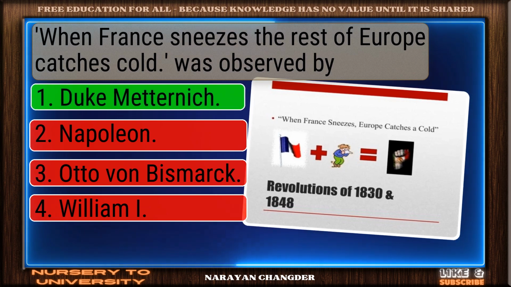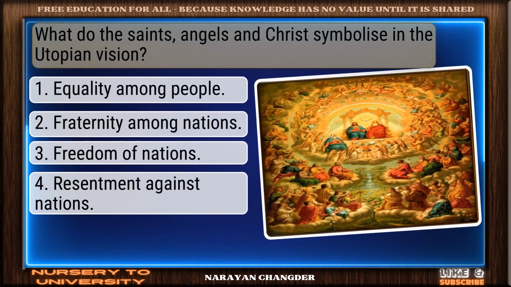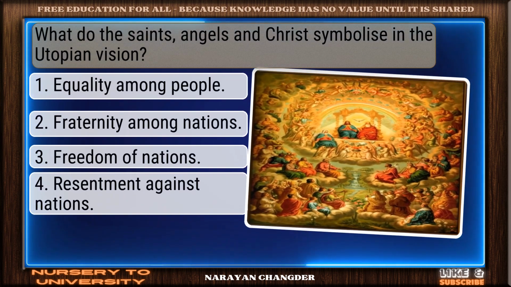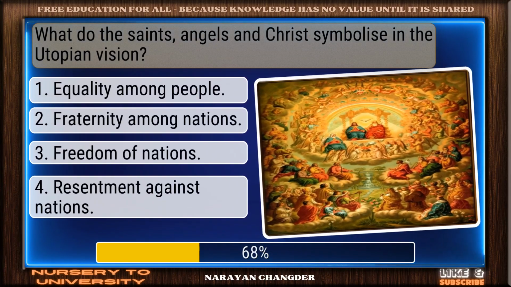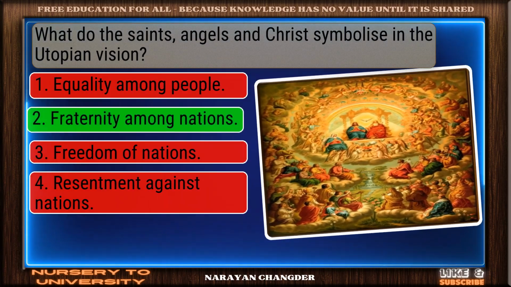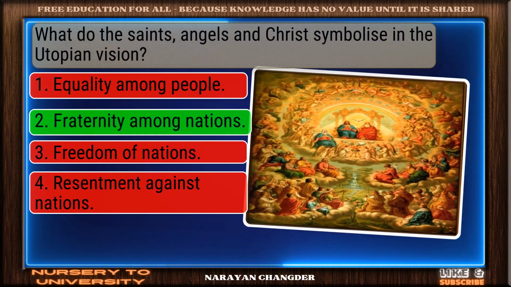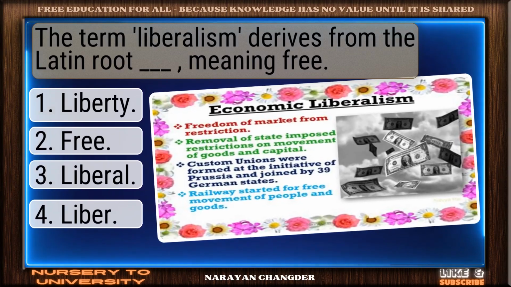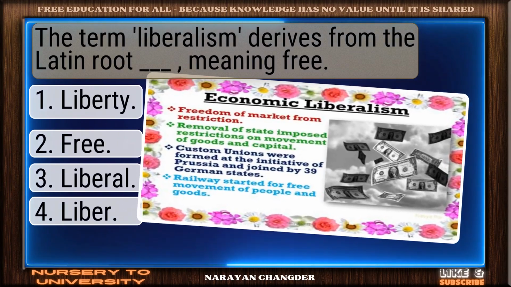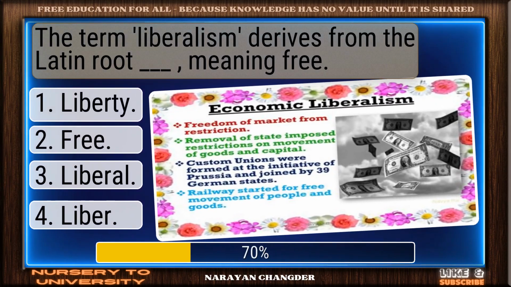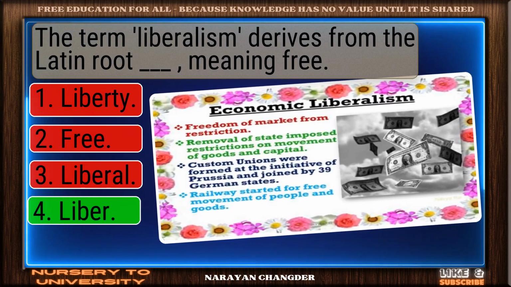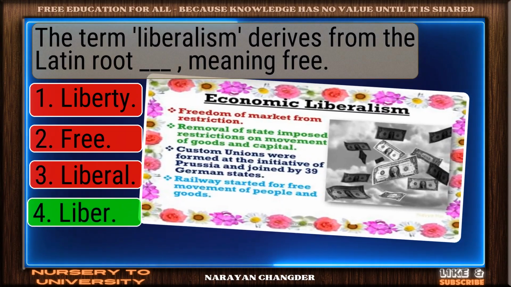Duke Metternich is right. What do the saints, angels, and Christ symbolize in the utopian vision? Great job. Fraternity among nations is accurate. The term liberalism derives from the Latin root dash, meaning free. Nice work. Liber fits perfectly.